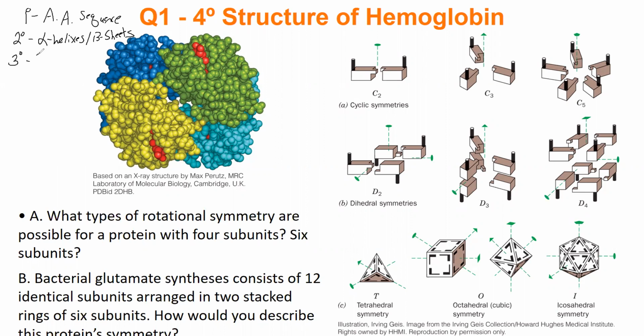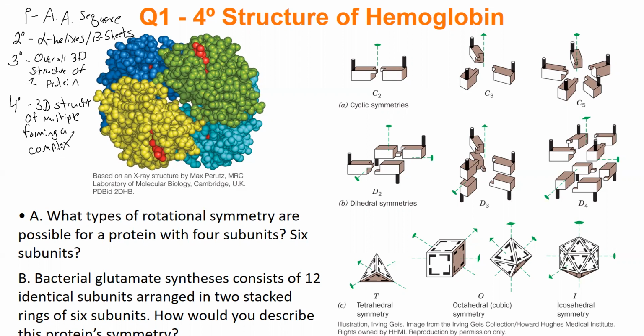Tertiary structure is the overall 3D structure of one protein. And last is quaternary, which is the 3D structure of multiple proteins forming a complex. So to have quaternary structure, you need multiple proteins. They need to be interacting.